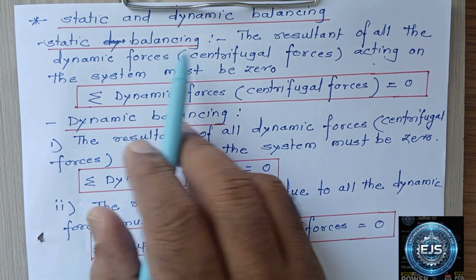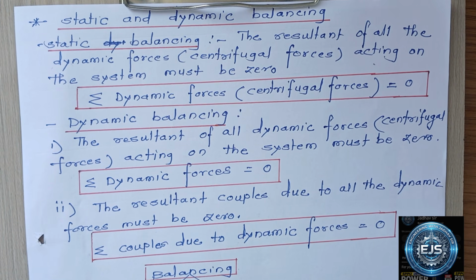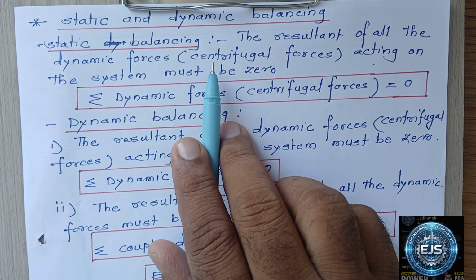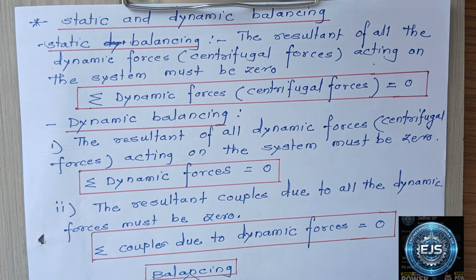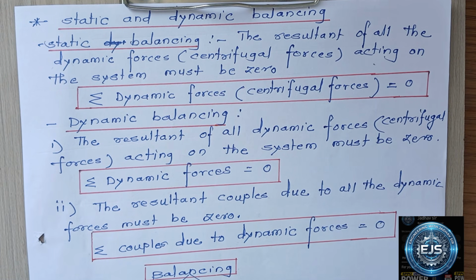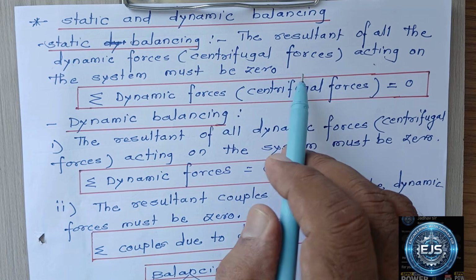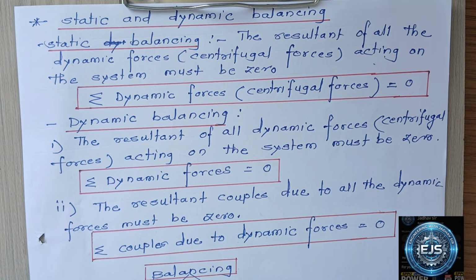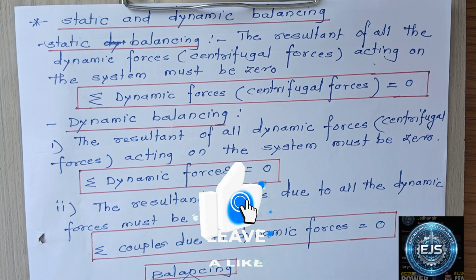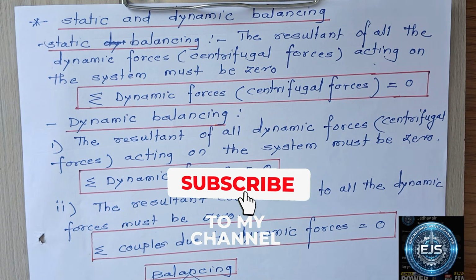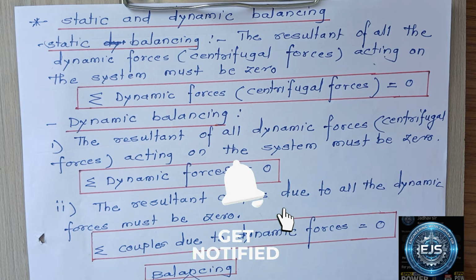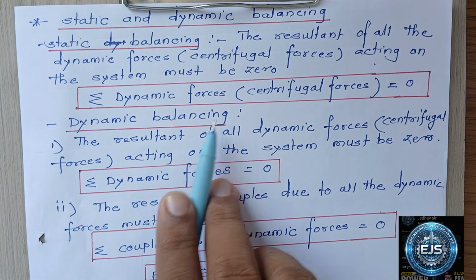Next is static and dynamic balancing. Static balancing is also called force balancing. The resultant of all the dynamic forces or centrifugal forces acting on the system must be zero. This is the condition for static balancing. The resultant of all the dynamic forces, centrifugal forces, or unbalanced forces, from here onwards called the unbalanced force, must be equal to zero. This is the condition for static balancing.